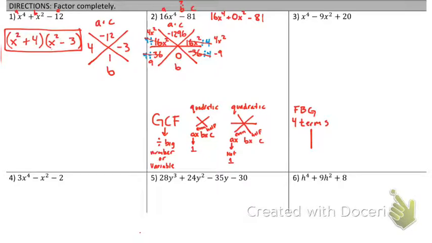Okay, so we get 4x squared plus 9, and then we get 4x squared minus 9. Okay. All right, here's the kicker.